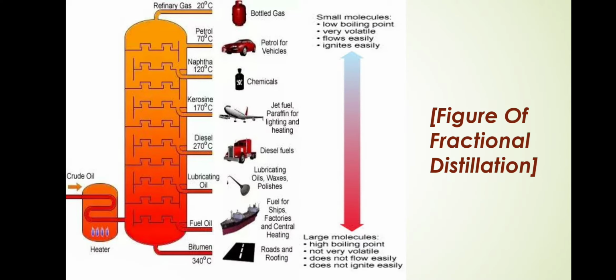Now, here is a figure of fractional distillation. Crude oil goes into a heater, and by the fractional distillation method, crude oil is converted into different liquids. The collected liquid fractions may pass to a condenser which cools them further and then go to storage tanks, or they may go to other areas for further chemical processing.